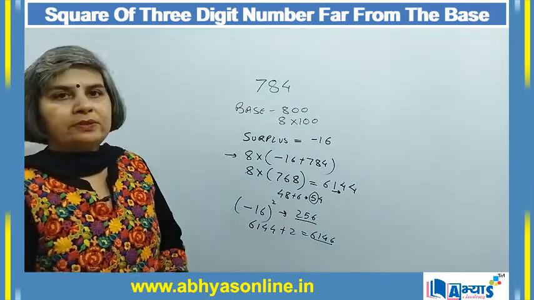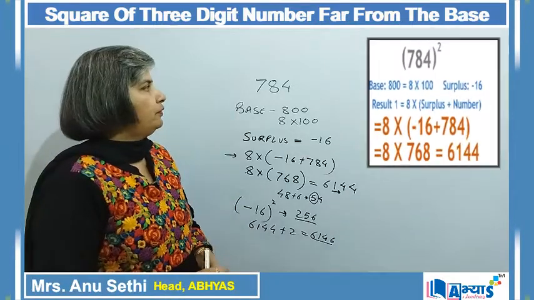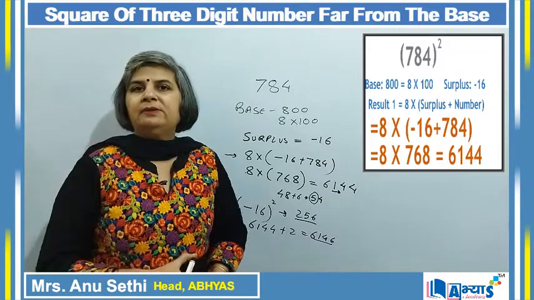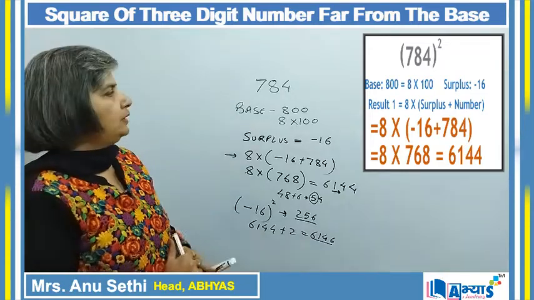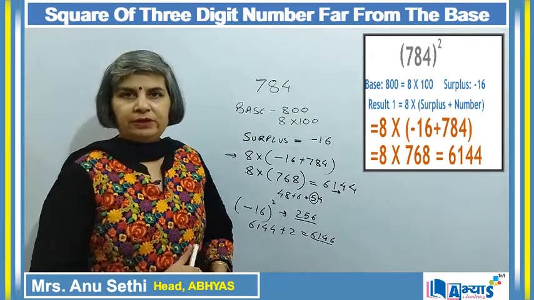Now I would like to summarize the concept again. I have taken a number which is far from the base, because 784 is very far from the base if I take the base as 1000. So I have taken the base as 800. Now 800 is quite close to 784.